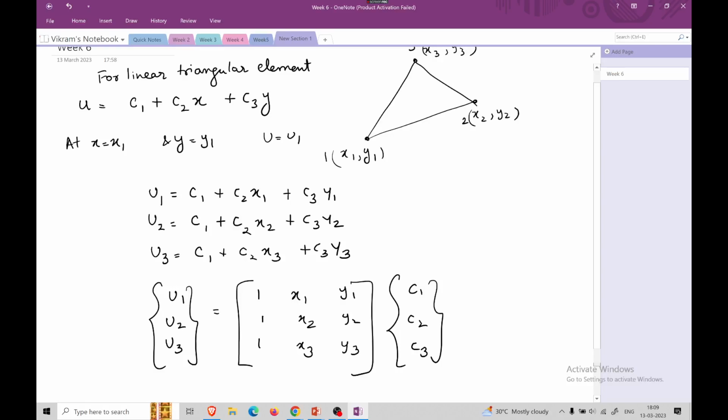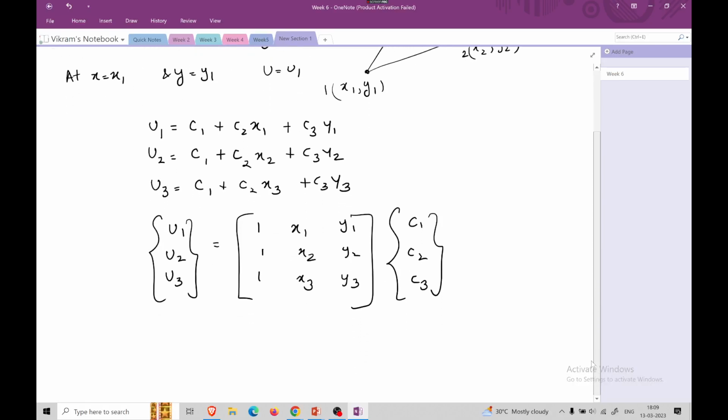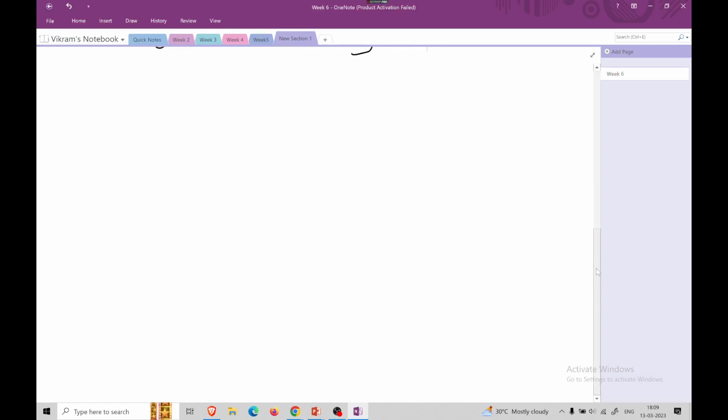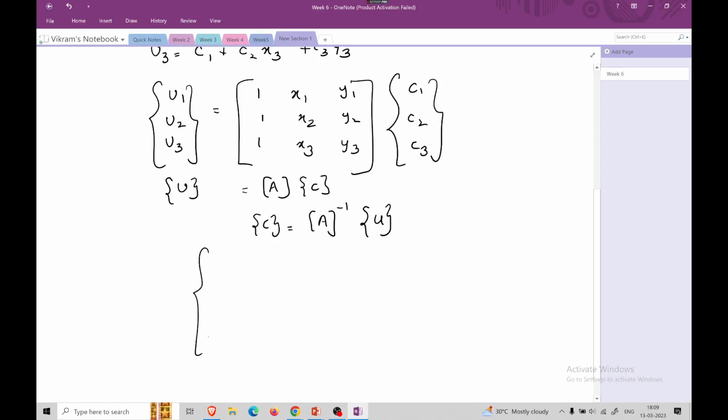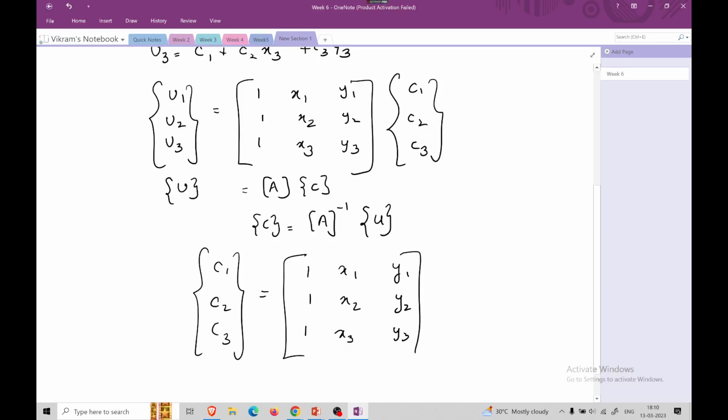I just substituted the 3 points and I generated three equations. So how am I going to get C1, C2, C3? I am simply going to take the inverse of this. So U is equal to some A into C, so my C matrix is going to be A inverse into U. So if I represent this, C1, C2, C3 is going to be the inverse of the matrix with rows 1, x1, y1; 1, x2, y2; 1, x3, y3, into u1, u2, u3.